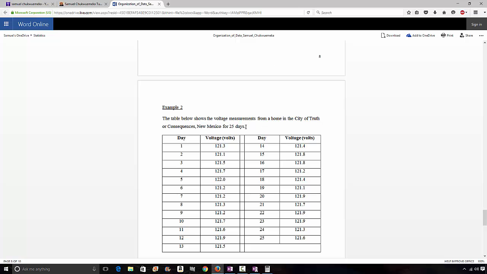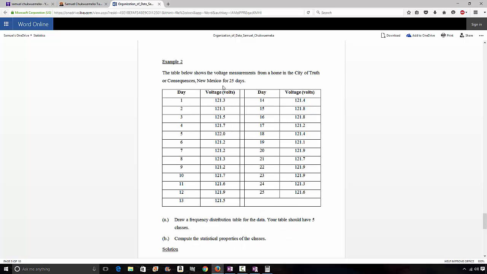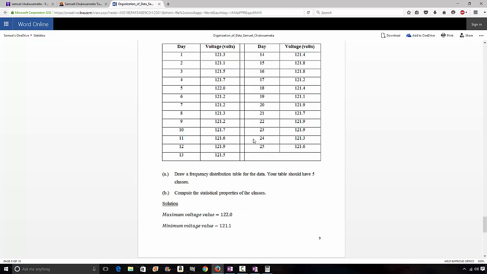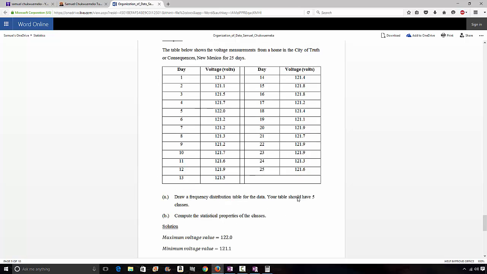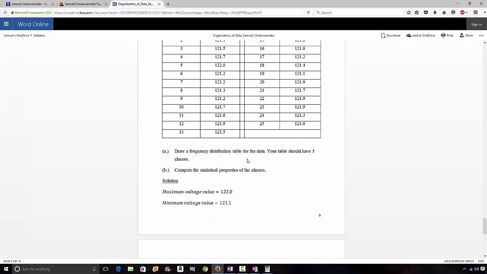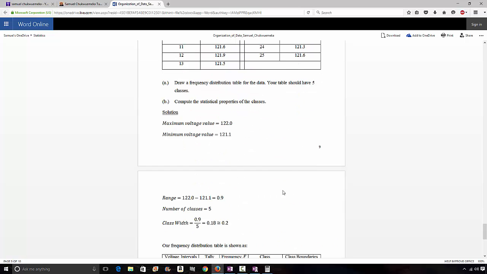New Mexico for 25 days. So the frequency is 25, that tells you that the measurements were taken over 25 days. Each day, up to 25 days, they were measuring the voltage, and these values are to one decimal place. They want you to draw a frequency table for the data. Your table should have 5 classes, and then compute the statistical properties of the classes. So the same way we did example 1, that is the same way we are going to do this.